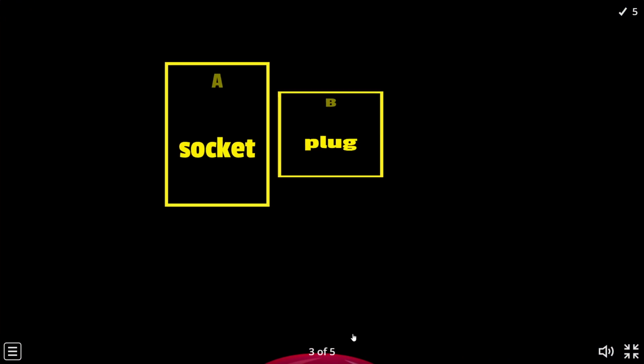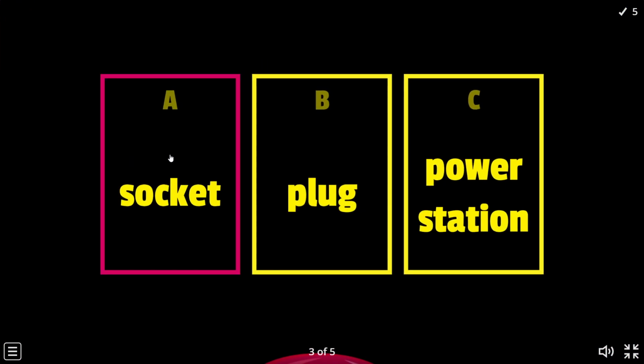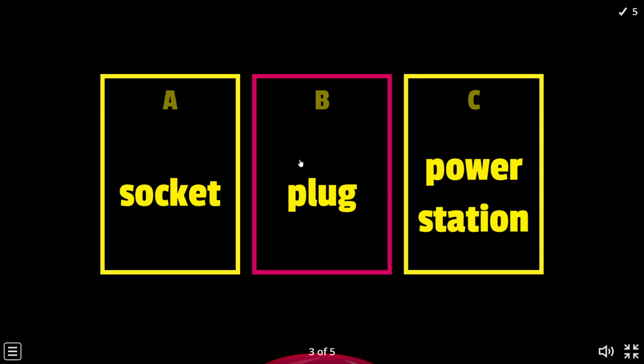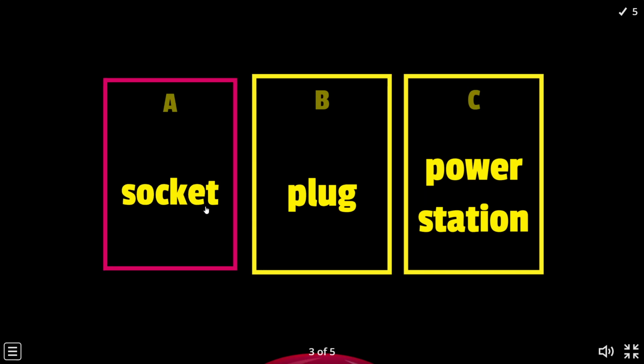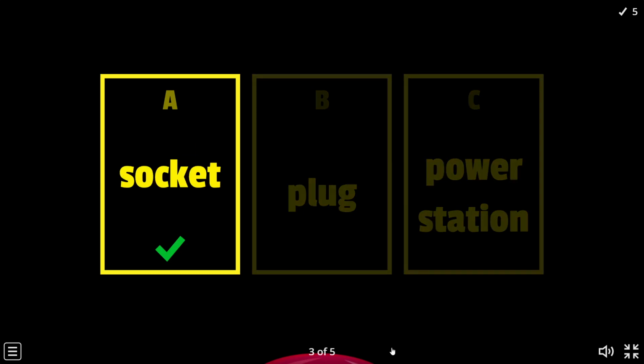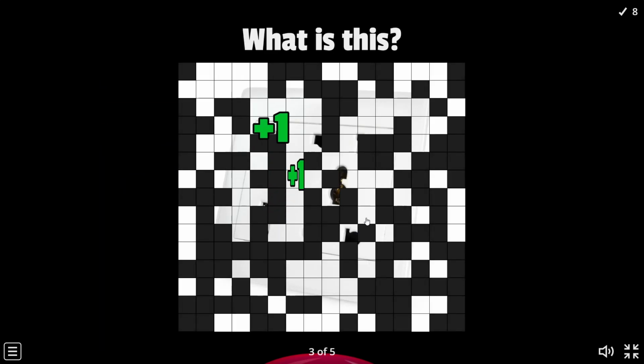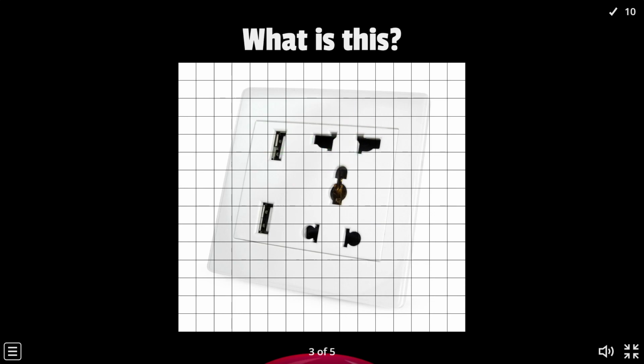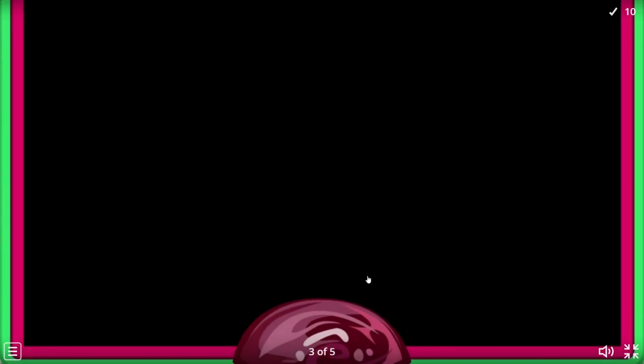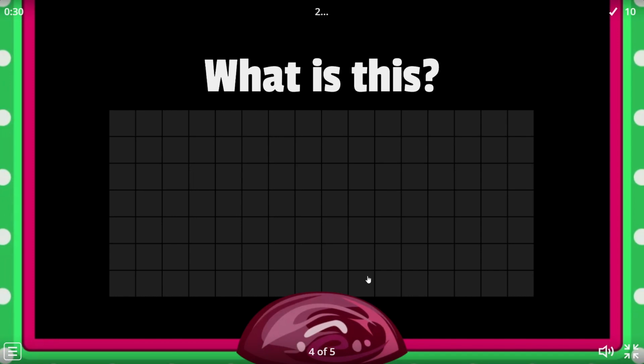This one? Oh, sorry. Come back again. Wait. Where is it? Socket. Okay, socket. Next one. Very good, socket. This one. What do you call this one? What is it? I don't know, remote.